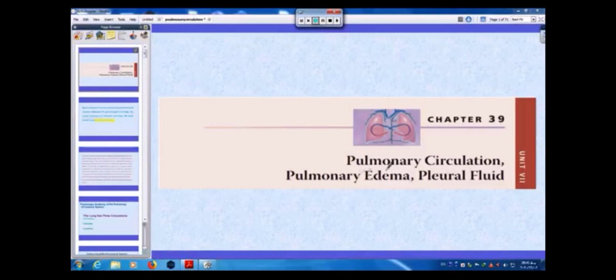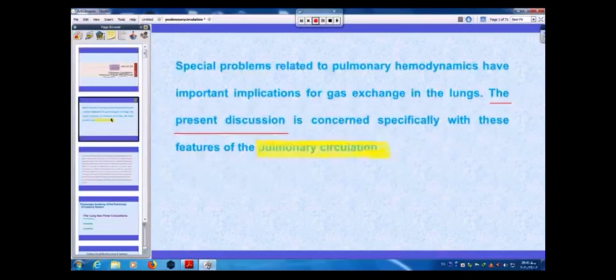The purpose of this chapter is related to pulmonary circulation, pulmonary edema, and pleural fluid. Okay, and the special problems related to pulmonary hemodynamics have important implications for gas exchange in the lungs. The present discussion is concerned specifically with these features of the pulmonary circulation.